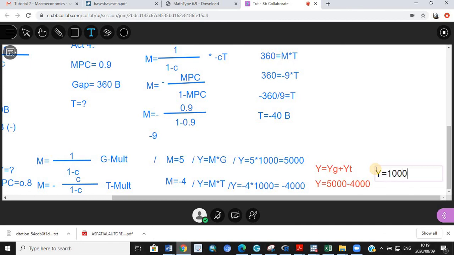What does it mean? It means that with policy mixing, whereby the government increases both government spending and tax at the same time, and this must be highlighted, at the same time, and considering that the multiplier sizes are different, in this case the tax multiplier is smaller than the government spending multiplier, we are going to have a 1000 overall change in the national income.